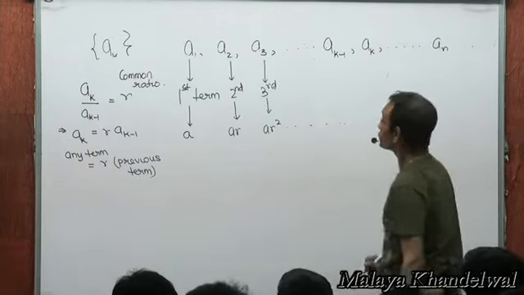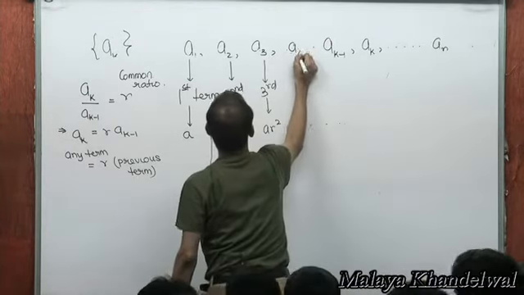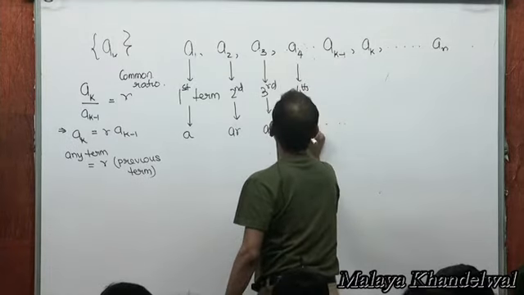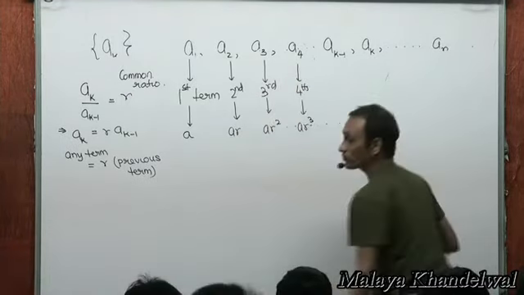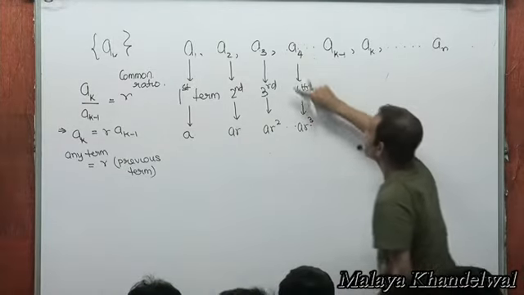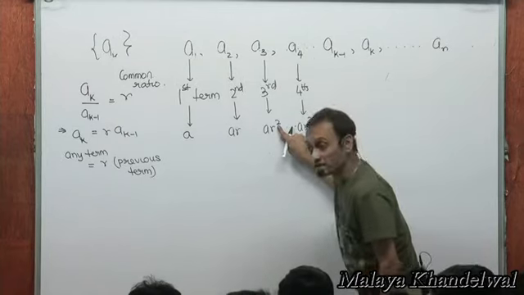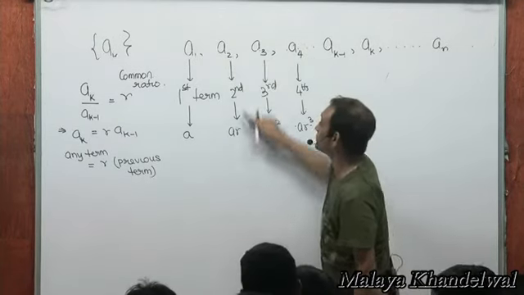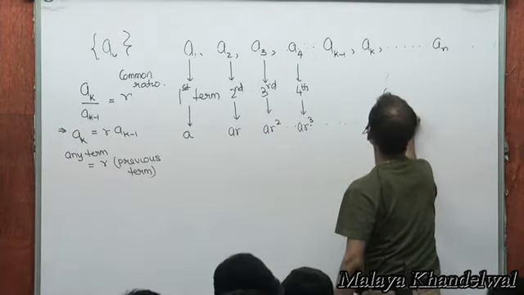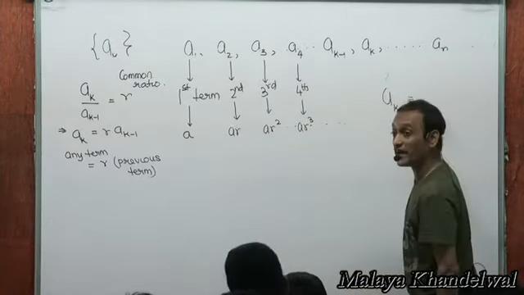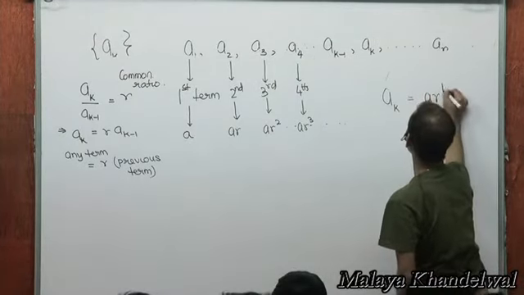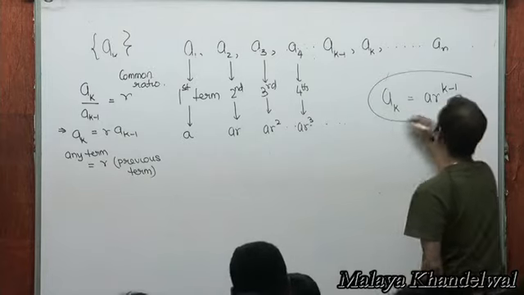Yes or no? The fourth term would be AR cubed. Fourth term is 4 minus 1. Third term, this power is 3 minus 1. Second term, the power is 2 minus 1. So in general, the kth term of the sequence is going to be A into R to power K minus 1. Yes or no? Do you understand that?